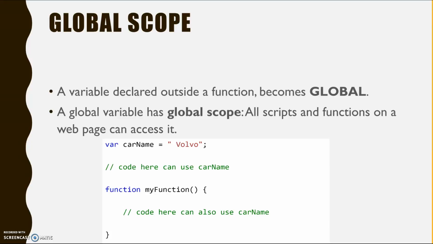Since local variables are only recognized inside their functions, variables with the same name can be used in different functions. Local variables are created when a function starts and deleted when the function is completed, and the global scope is different.